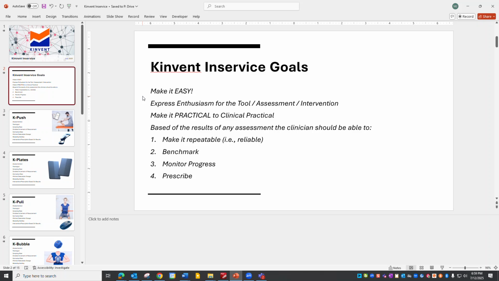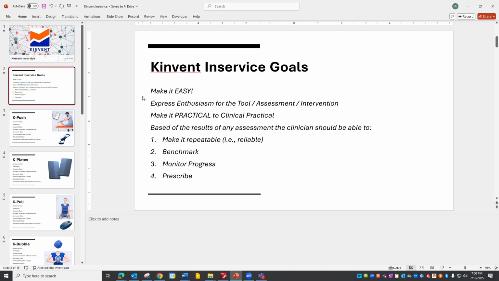So think about the most common trainings and assessments that you would think would capture the interests of most of our clinicians based off the caseload that we're seeing. Based off the results of the assessments, I also am of the firm belief that a clinician should be able to do each of the following.